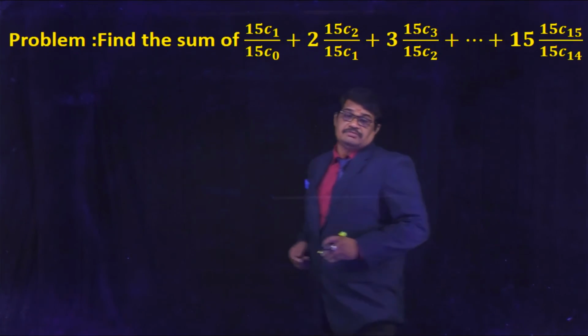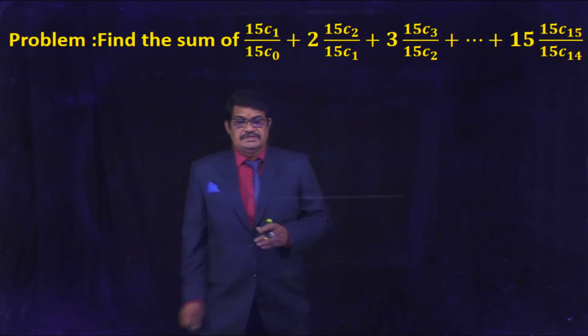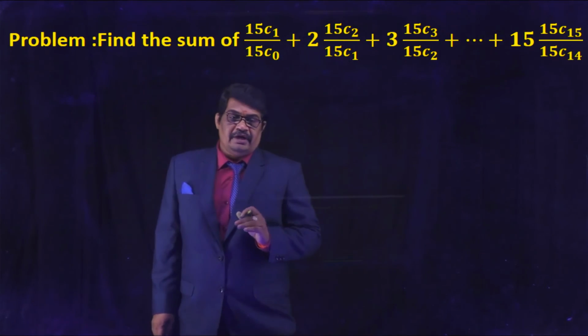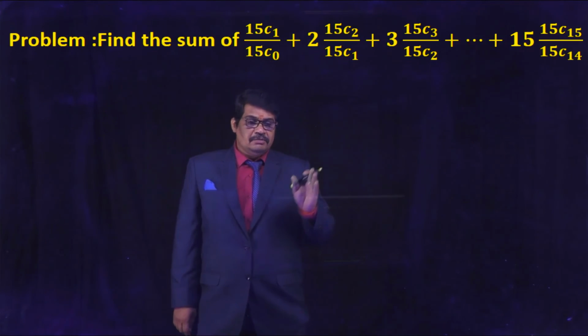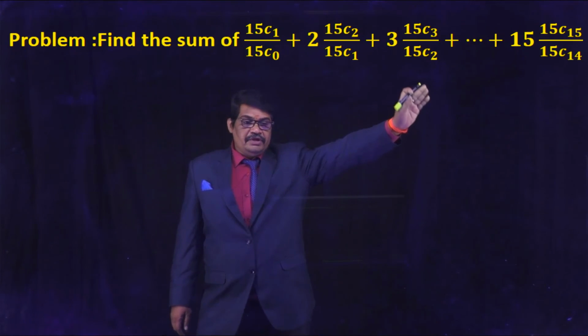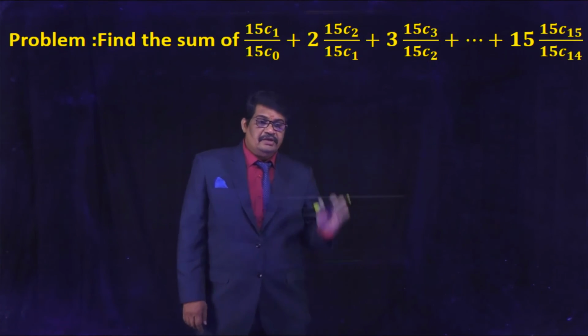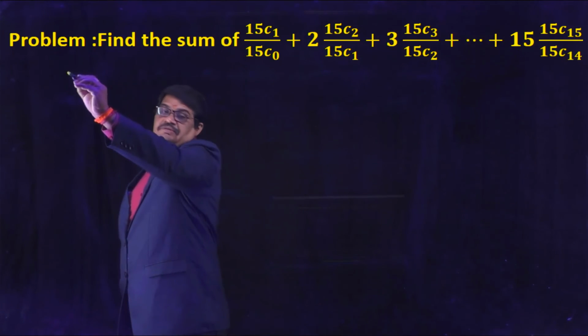It is a simple theorem. See the next problem. Find the sum of the series here: 15C1 by 15C0 plus 2 into 15C2 by 15C1 plus 3 into 15C3 by 15C2 and so on, 15 into 15C15 by 15C14. Now we have to find this value.